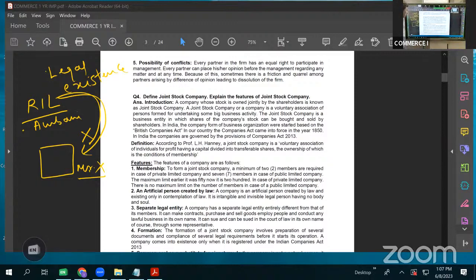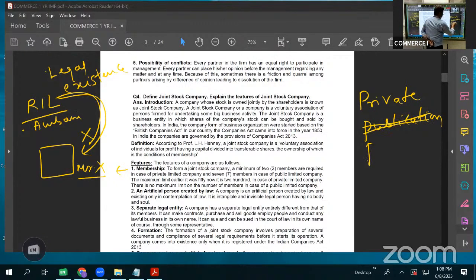Now, let us see what are the features of a company. The first feature is its membership, right? Now, broadly, a company is divided into two types. One is a private limited company and the other one is a public limited company. We do have many classifications, many types of companies, but broadly, we have a public company or a private company.